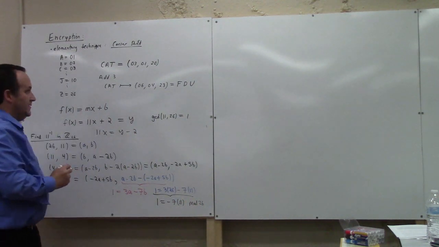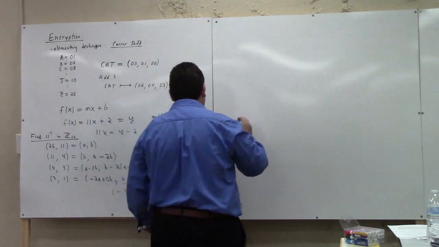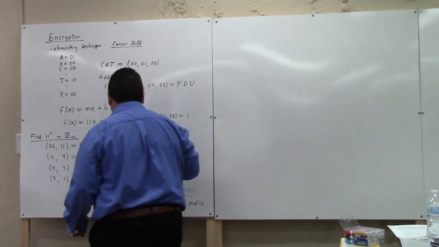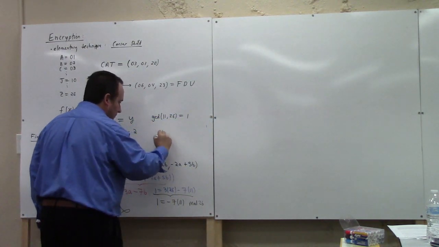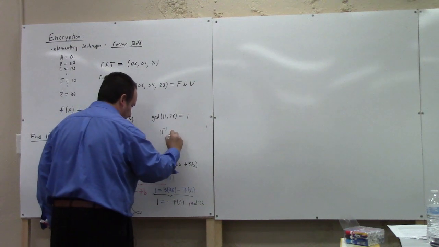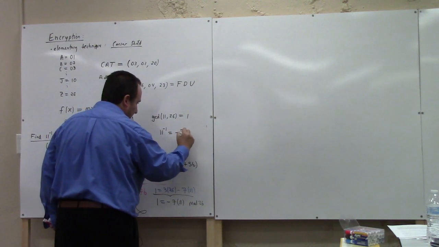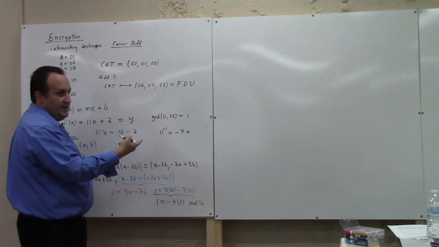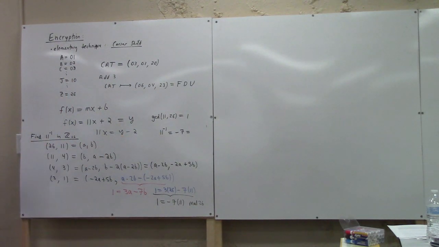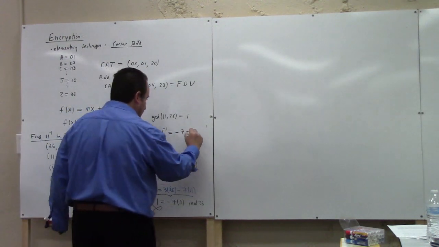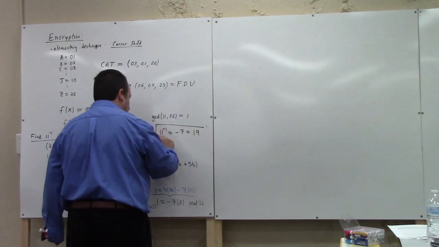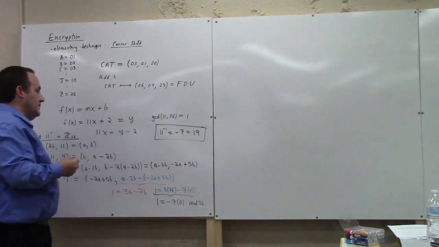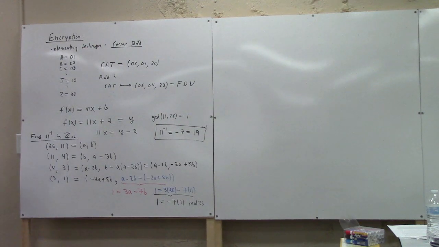In short, I'll just put it here. 11 inverse is equal to minus 7. Now mod 26, add 26 if you don't like a negative number. What's 26 minus 7? It's 19, right? So there you go. The inverse of 11 is 19.